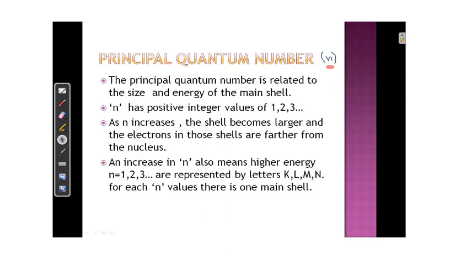The first one is the principal quantum number. It is denoted with the letter small n. Now, this principal quantum number is related to the size and energy of the main shells. So, what are the main shells we have seen in the topic shells? K, L, M, N. These are the main shells. So, the n value has positive integer values of 1, 2, 3.